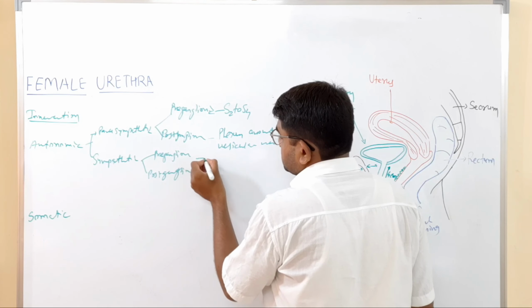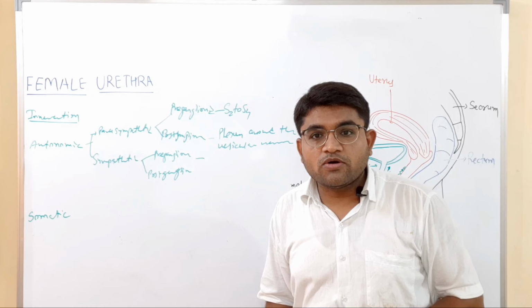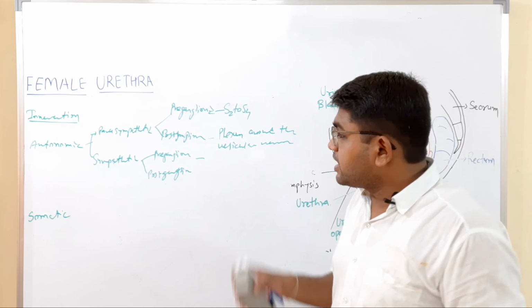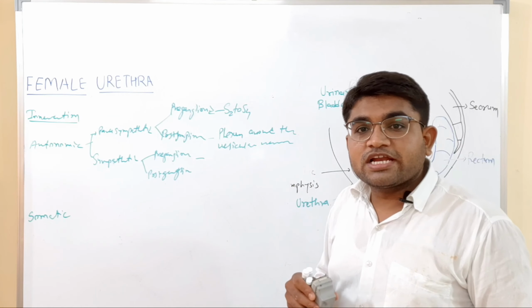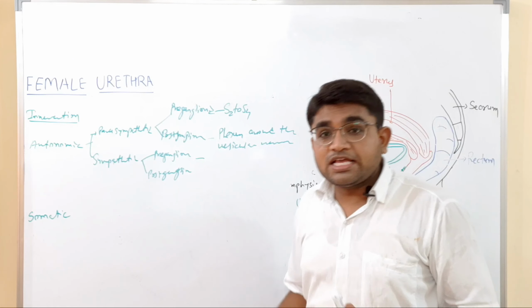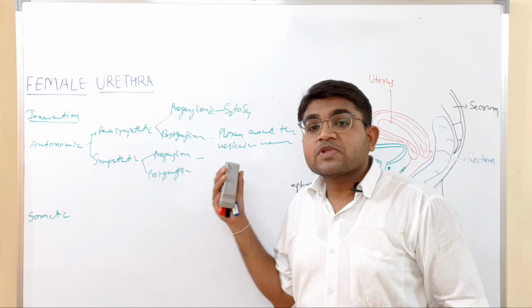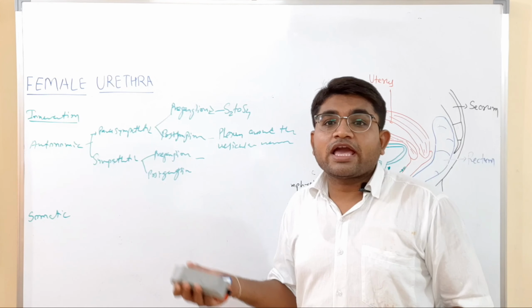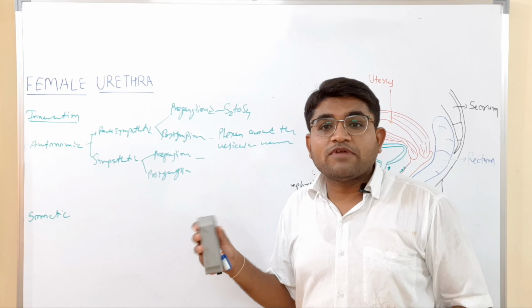Then the sympathetic fibers. The sympathetic preganglionic fibers arise from the lowermost part of the thoracic sympathetic ganglia, and they reach up to the hypogastric plexuses. And from that hypogastric plexus the postganglionic fibers arise, and these postganglionic fibers reach the arteries around the vagina, the vaginal arteries, and along with the branches of this vaginal artery, these nerves reach the urethra, okay.